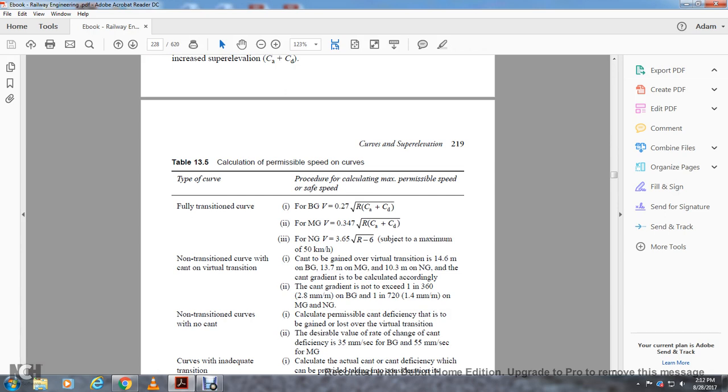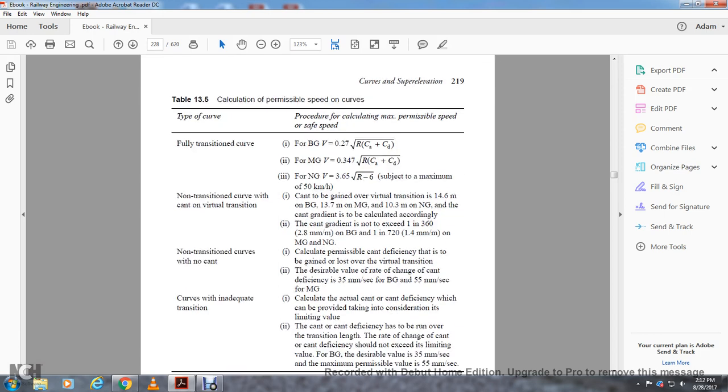Non-transitional curve: the cant. The virtual transition begins, with the virtual transition of 14.6 meters for broad gauge, 13.7 meters for meter gauge and 10.3 meters for narrow gauge. For the cant deficiency, the gradient is calculated accordingly. The cant gradient is not to exceed 1 in 360 or 2.8 millimeters per meter on broad gauge, and 1 in 720 or 1 in 4 millimeters per meter on meter and narrow gauge. For non-transition curves, the calculated permissible deficiency is to be gained or lost over the virtual transitions.